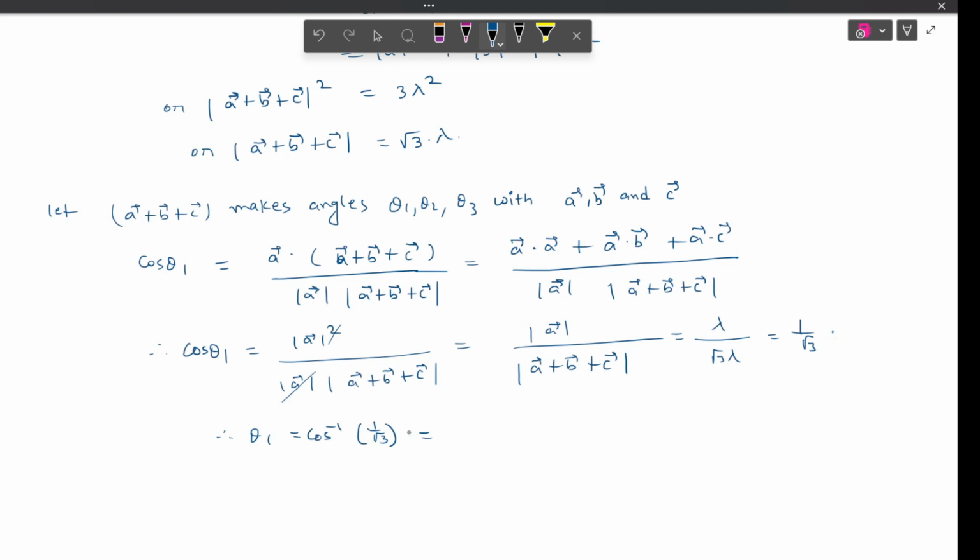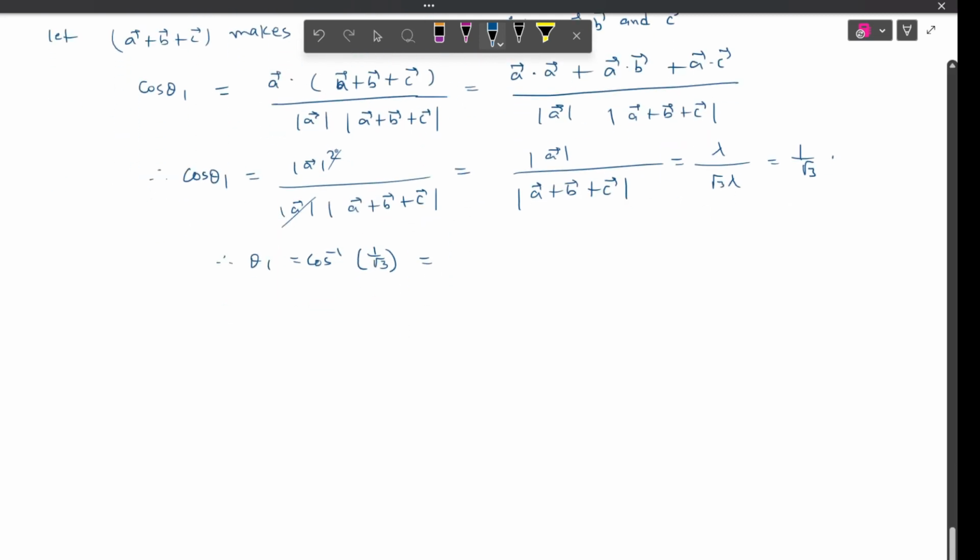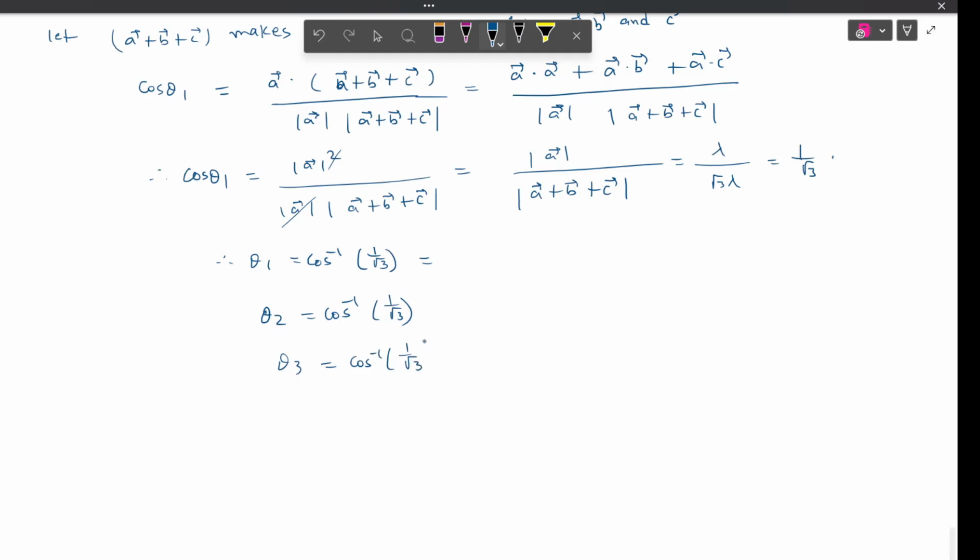Okay. So similarly, we can find out with other vectors. You have to do b dot this thing, you have to do c dot this thing. You will get the same result. You will get theta 2 as cos inverse 1 by root 3 and theta 3 as cos inverse 1 by root 3. So from this, we can see that theta 1 is equal to theta 2 is equal to theta 3. So a plus b plus c is equally inclined with a, b, c. That's what we have to prove.